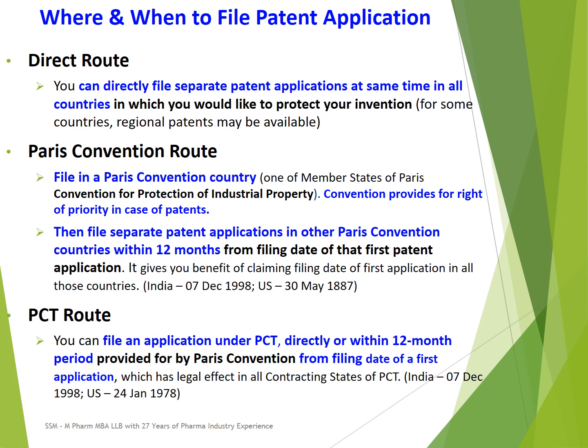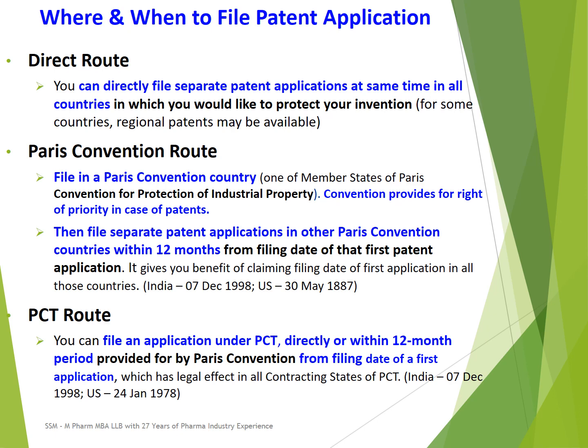Now coming to the PCT route. The PCT route provides you with 30 months instead of the 12 months in the Paris Convention. So you file your initial priority application, or initial application, in your home country, then you get 30 months to file applications abroad in other countries. So the PCT route is providing you more time for filing applications abroad.